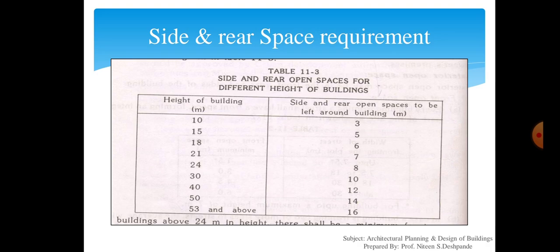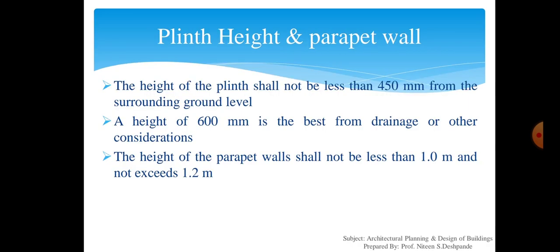For 27 meters of height it is 9 meters. For 30 it is 10. For 35 it is 11. For 40 meters it is 12. For 45 it is 13. For a 50 meter height of building it is 14 meters, and for 55 and above it is 16 meters. Please note that for buildings above 24 meters in height there shall be a minimum front open space of 6 meters. Okay, so these are the criteria for side and rear space requirements.